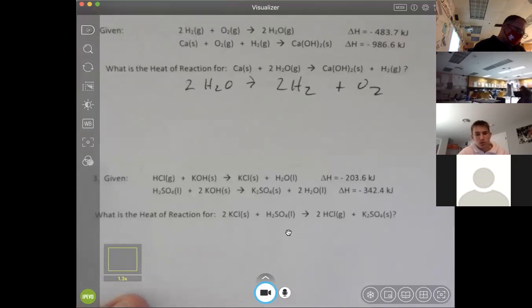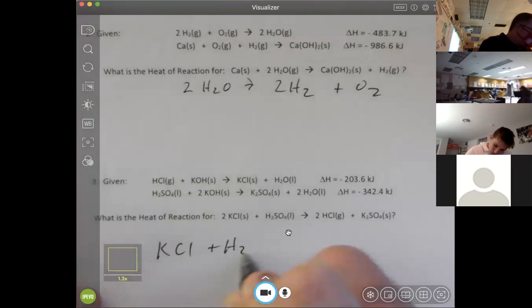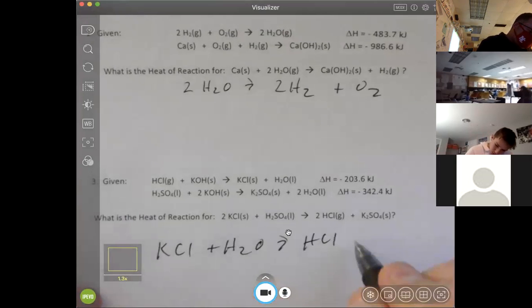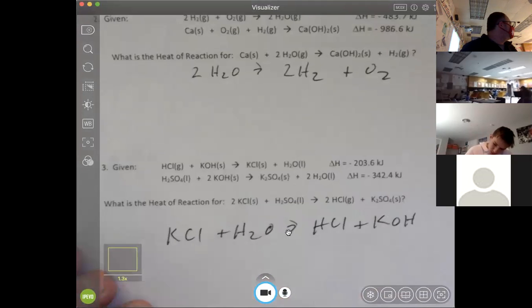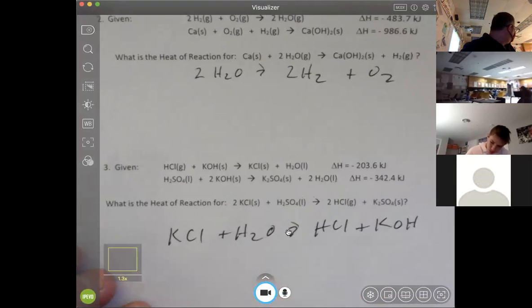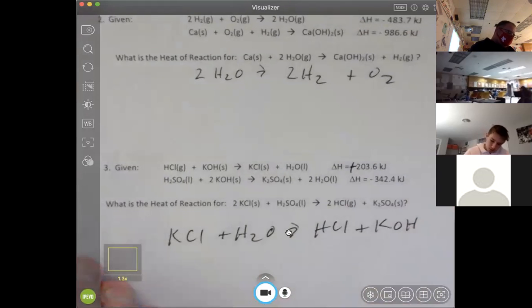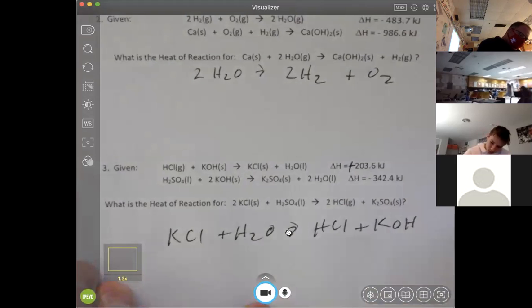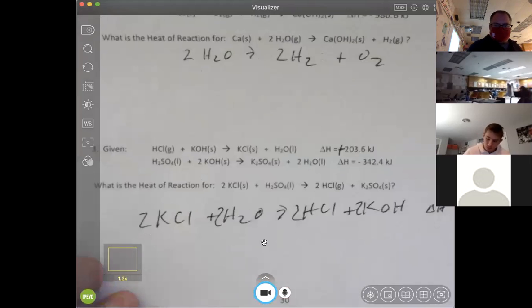So we're going to flip the first one. KCl plus H2O yields HCl plus KOH. Is that good enough? Just flipping it. And double it. We got to double it too. 203.6 times 2. It's 407.2. Double, double, double, double. All right.